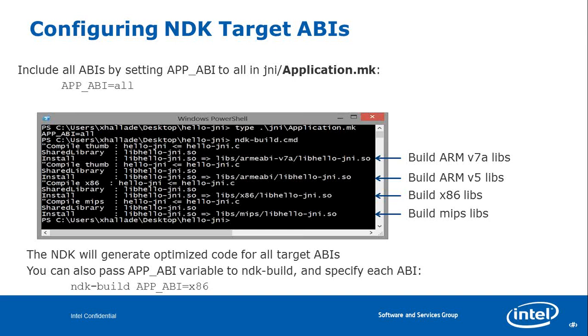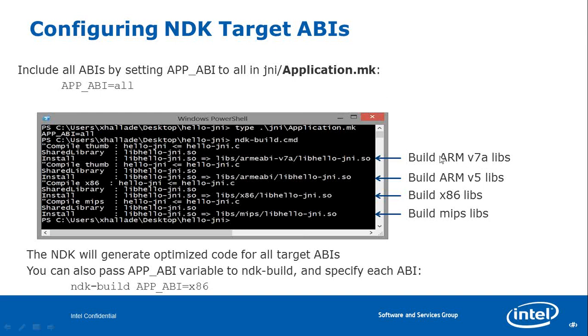I would like to mention one more point before going to the demo. This is for configuring your NDK target ABI. What do you mean by ABI? An ABI is an application binary interface. This interface tells you what kind of CPUs you are targeting. So when you mention app_ABI all, that means you are targeting all types of platforms, let it be x86, ARM, or MIPS, any kind of platform.